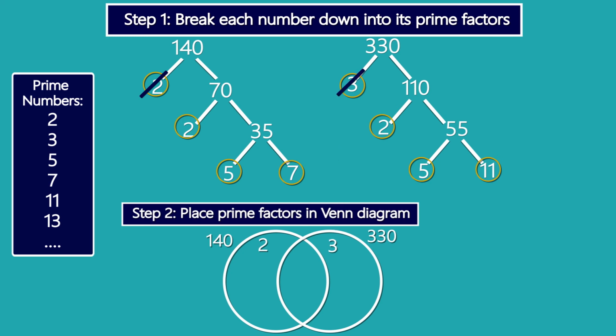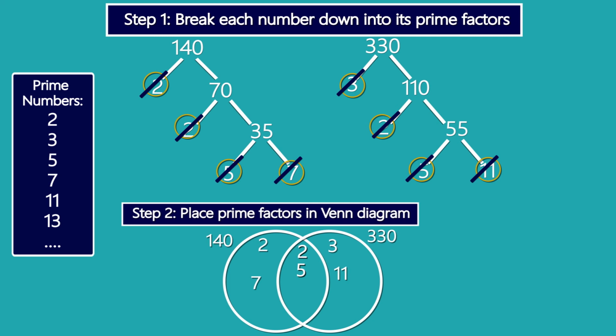That 2 is in both, so I'm going to put it in the middle. There's a 5 in both, so that's also going to go in the middle. There's a 7 just in the left-hand side, so that's going to go just in the 140, and there's an 11 just on the right-hand side, so that's just going to go in the 330 circle.